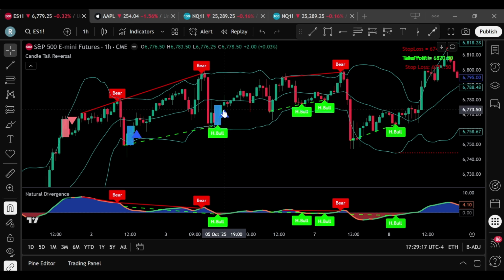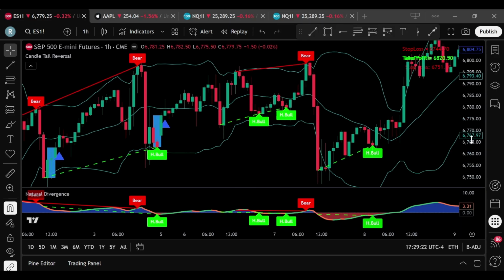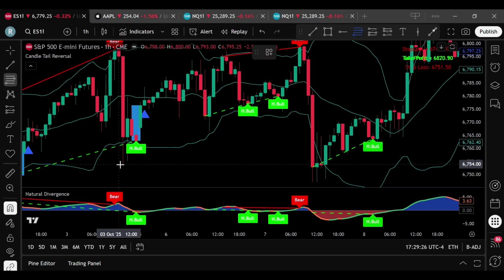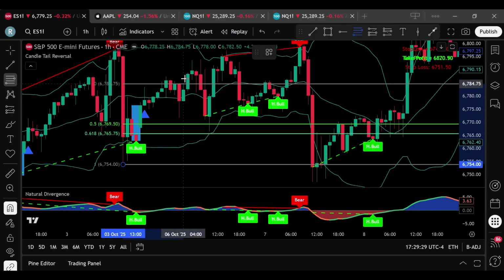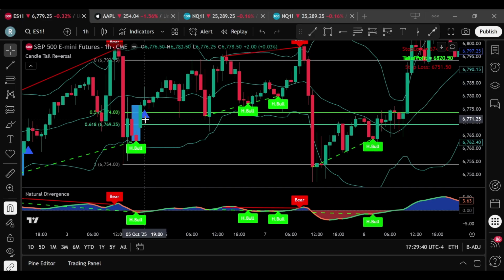Now, if you didn't want to quite enter in here, what I always use myself is a fib premium and discount of the range. We have the overlapping confluences here, and you easily could have gotten in with this signal and caught a great move here. But I always personally wait for a retracement inside of the range.